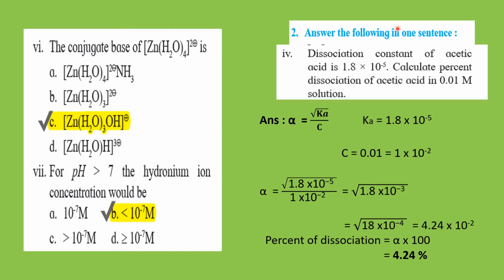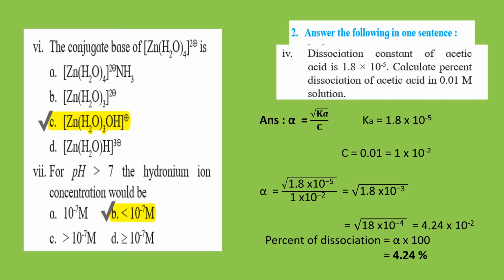Question number 2. Answer the following in one sentence. Question number 1 to 3 are direct question answers. Fourth question. Dissociation constant of acetic acid is 1.8 into 10 raised to minus 5. Calculate % dissociation of acetic acid in 0.01 molar solution.